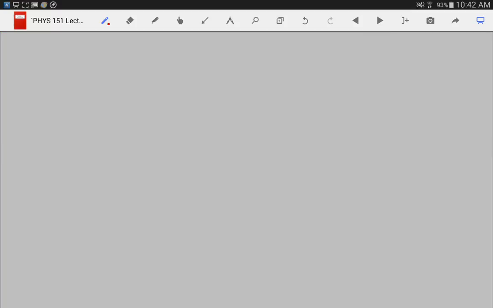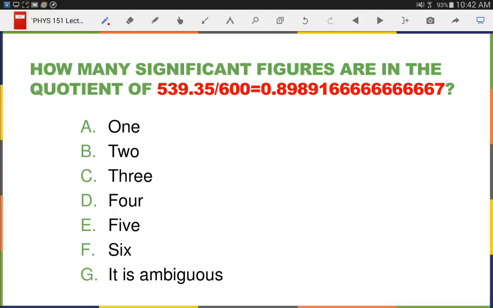So, a couple questions about precision here. Look at this. I'm halfway through my slides. I'm going to go a lot slower when we get to the next ones. Okay, so how many significant figures are in the quotient of 539.35 divided by 600 equals, and I wrote out the number to a very random number of digits.